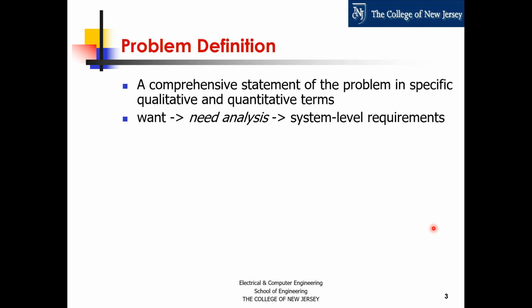So let's start talking about problem definition, what it is. Formally, a problem definition is a comprehensive statement of the problem in both specific qualitative and quantitative terms. And we have elements to address those two legs. The qualitative part in terms of functional system requirements, and then the quantitative part in terms of the technical performance measures. So we already have something to address that.